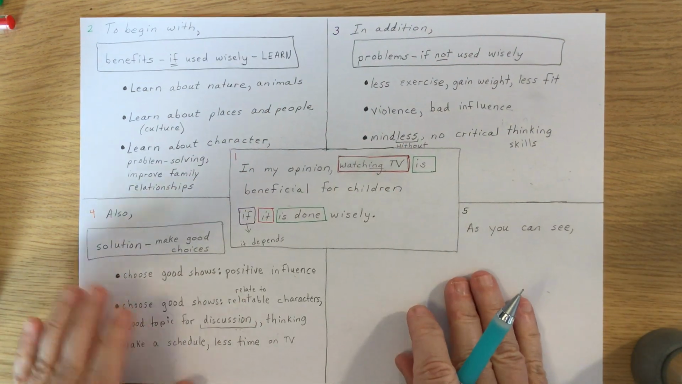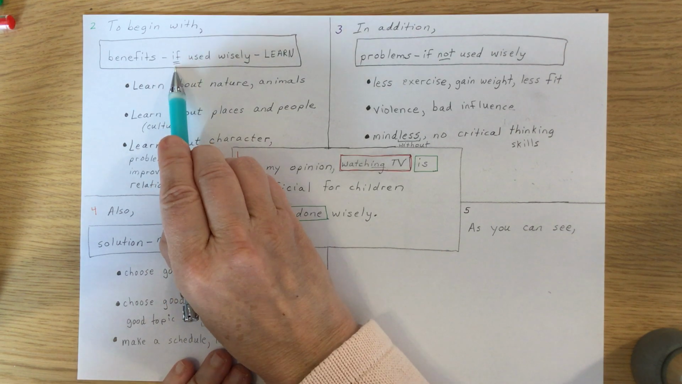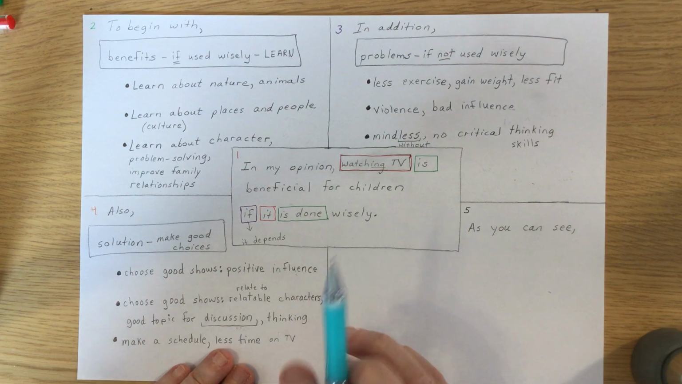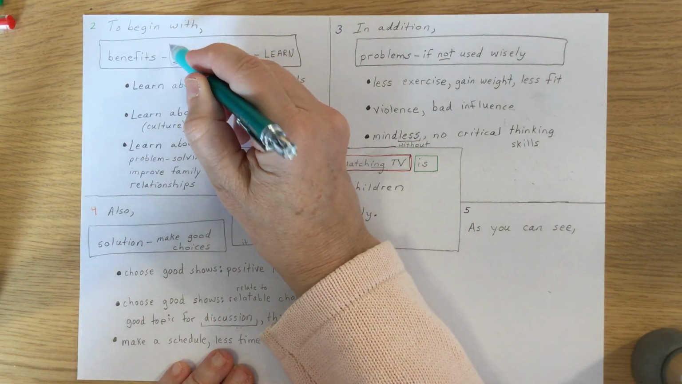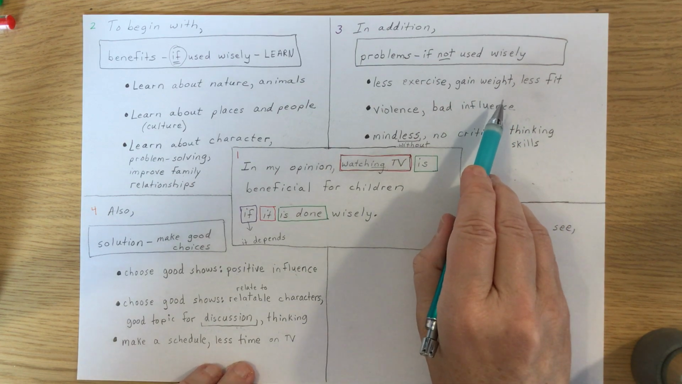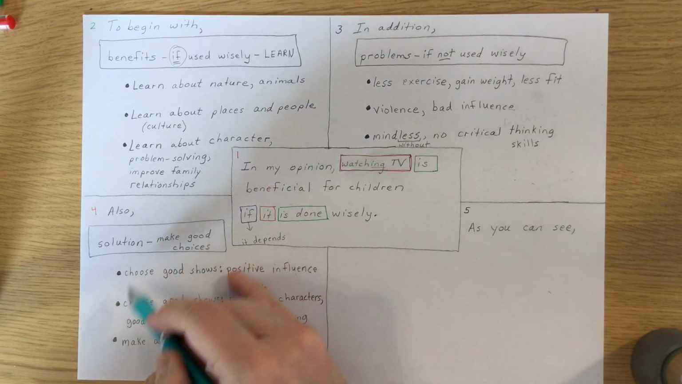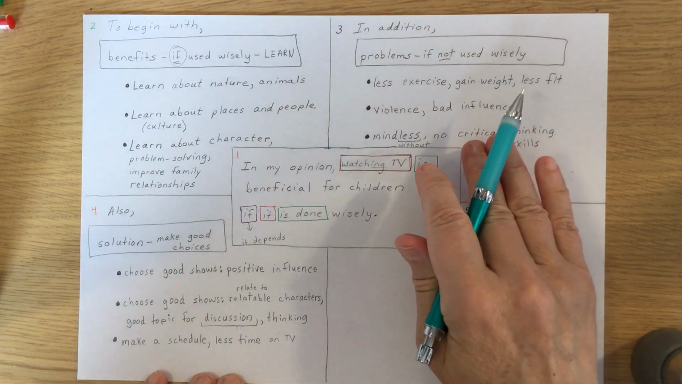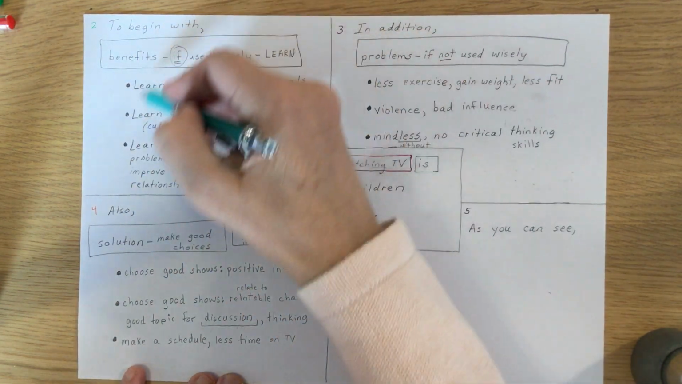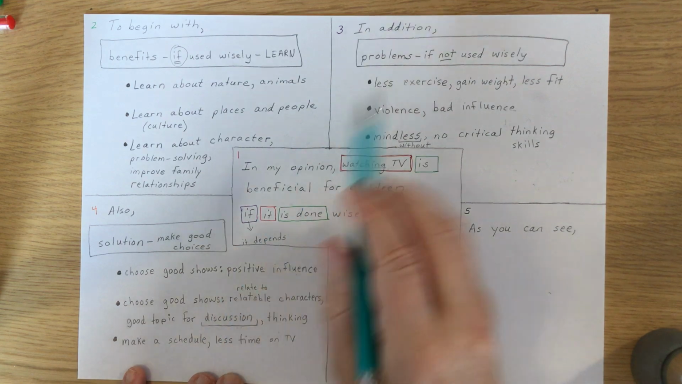So here I am saying, well, I'm saying it's good, but I'm saying if. Okay, if it is done wisely. And so I need to explain this if. So here I'm saying, okay, if it's not done wisely, you can have these problems, but if it is done wisely, then these problems go away. They're not problems anymore. So in order to have these benefits, you have to do this. If you don't do this, then you're going to have this.